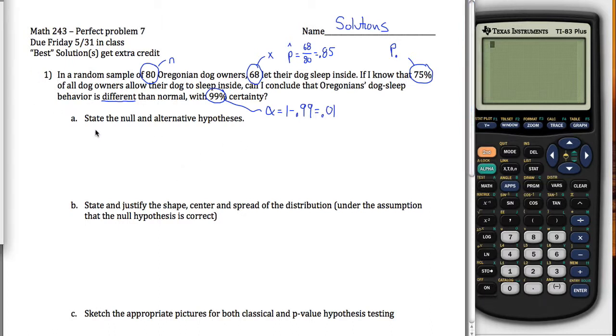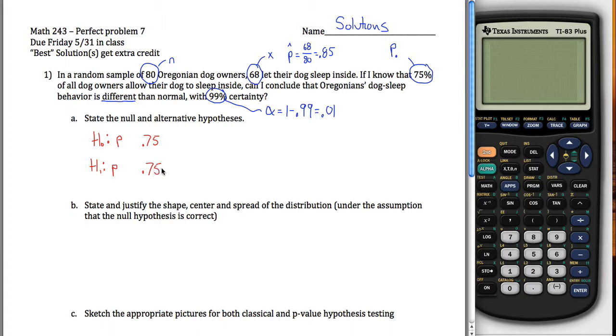Okay, state the null and alternative hypotheses. Null hypothesis, alternative hypothesis. They're both always going to compare p, the population proportion of all Oregonian dog owners, which we don't know, with p naught, 0.75 in this case. So we're always comparing p and p naught. The null hypothesis will always say that those two are equal.